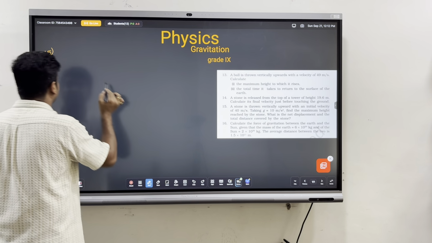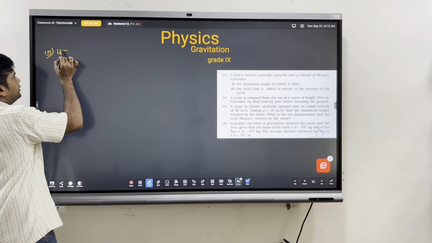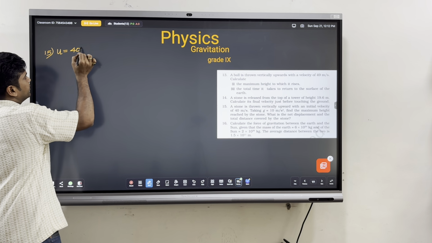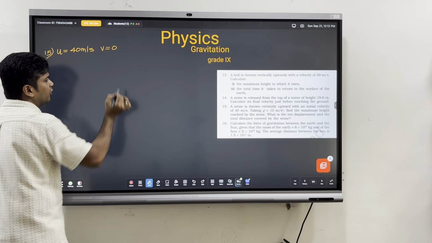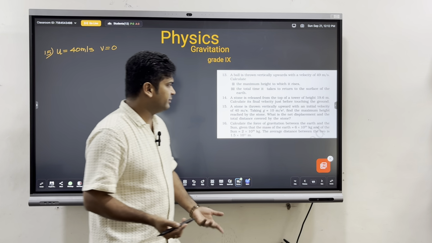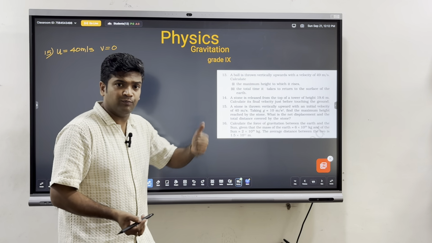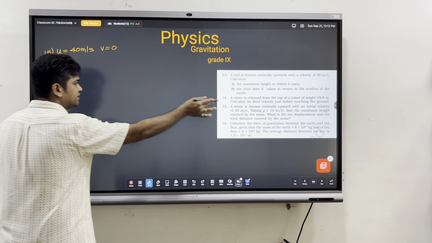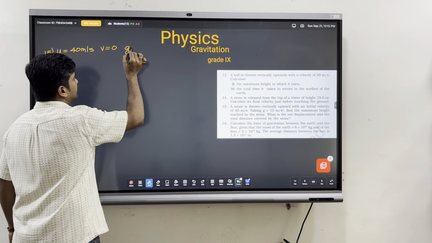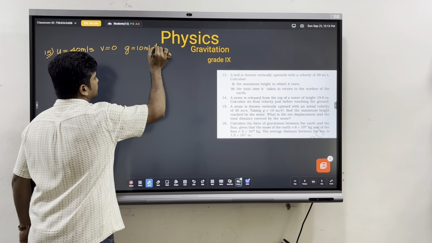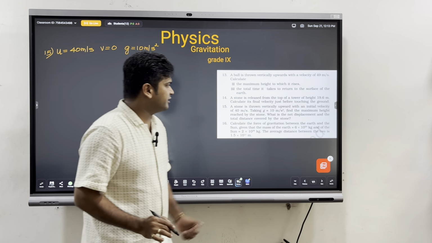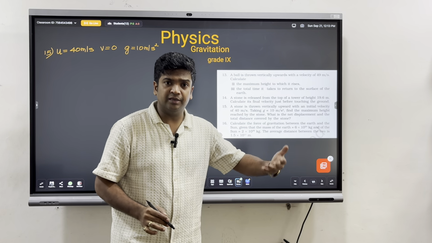So it's definitely u. So I'll write u is 40 meters per second. Clearly, the final velocity of the ball or the stone will be taken as 0. This is for the upward journey. Now they clearly said take gravity 10. So gravity is 10 meters per second square. What next, beta? Find the maximum height reached by the stone.